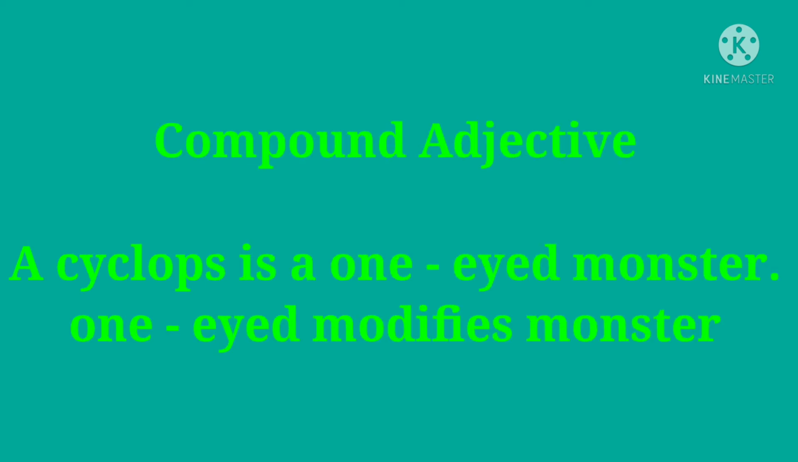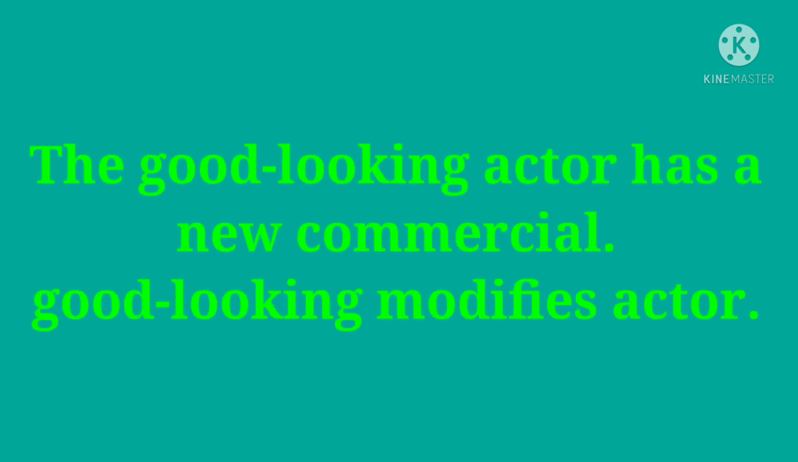For compound adjective, example: a cyclops is a one-eyed monster. One-eyed is an example of compound adjective describing monster. The good-looking actor has a new commercial. Good-looking is a compound adjective describing the actor.